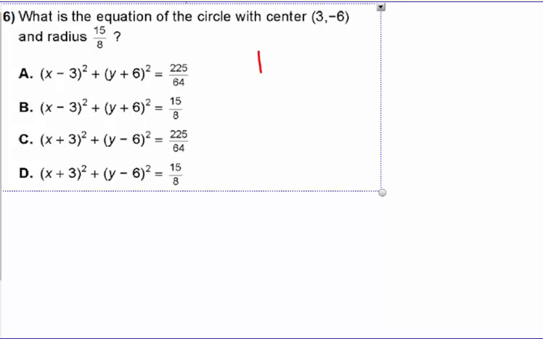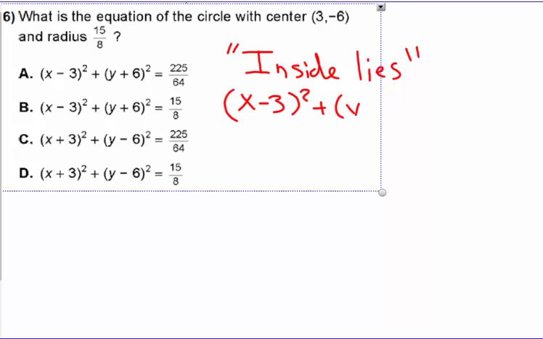Okay, so if we're trying to write an equation of a circle, we need to remember that the inside always flips, and it'll be x minus h squared plus y minus k squared equals the radius squared. So we would have x minus 3 squared plus y plus 6 squared equals 225 over 64. We need to make sure we square the radius. So our answer would be A.